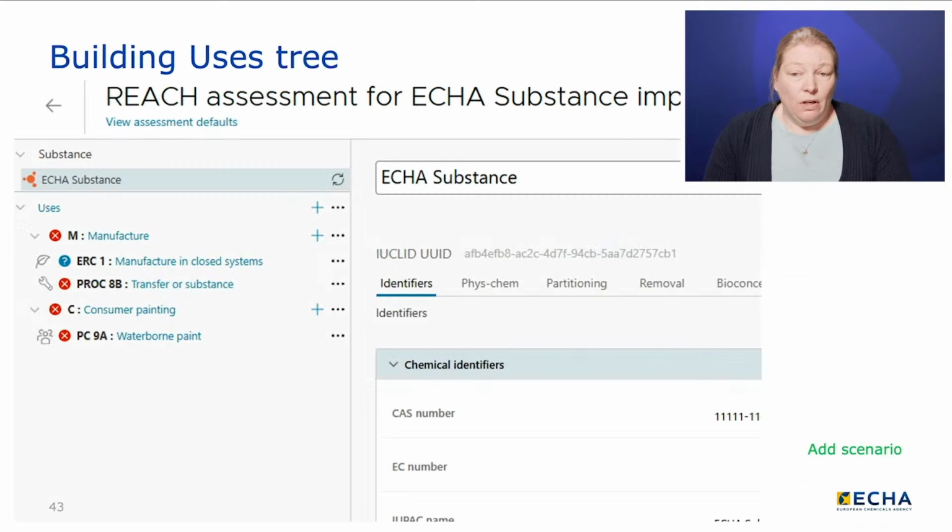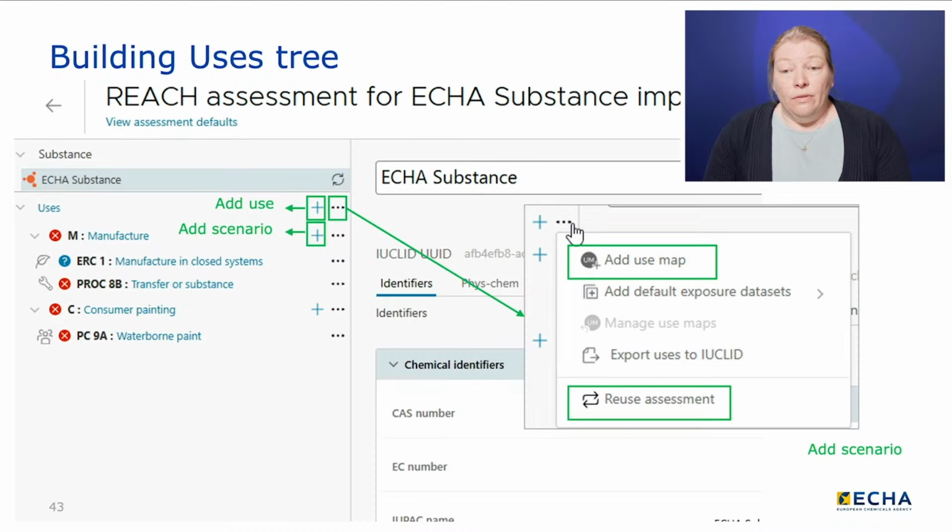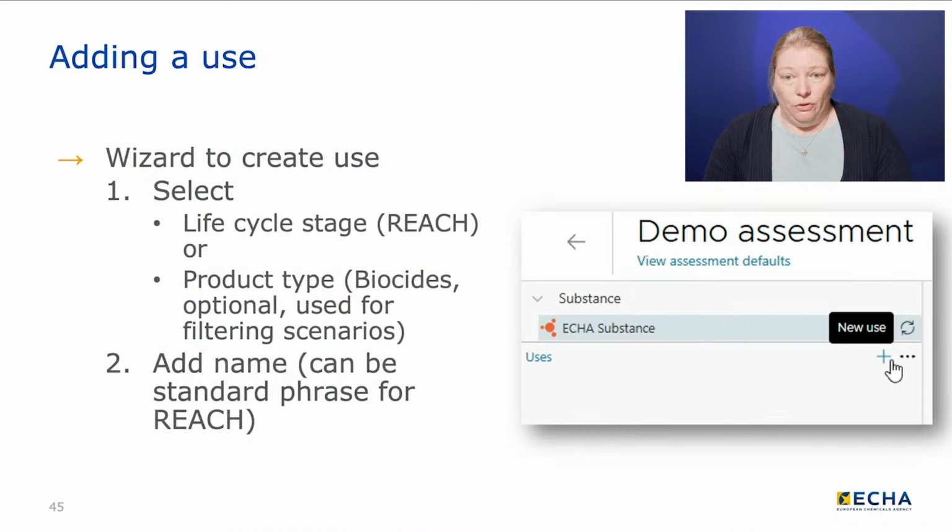This slide visualizes the 3 options that I just gave you. So first of all, the plus button at the top of the tree allows you to add a use. And then once your use has been added, you can add a scenario by pressing the plus button next to the use. The other options for reusing part of an assessment or for adding a use map are in the 3-dot menu at the top of the tree.